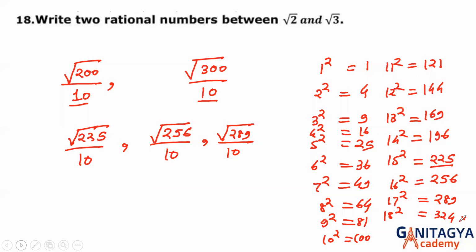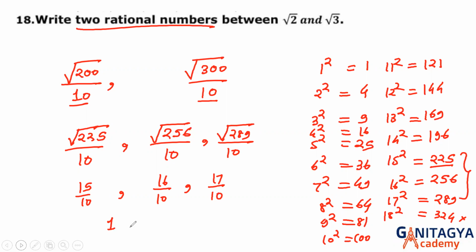So it won't come. Only these three numbers are perfect squares, so I will include this. So because of that, what will I get? 15 upon 10, 16 upon 10, then 17 upon 10. So can I say we have written two rational numbers? We have written three rational numbers.